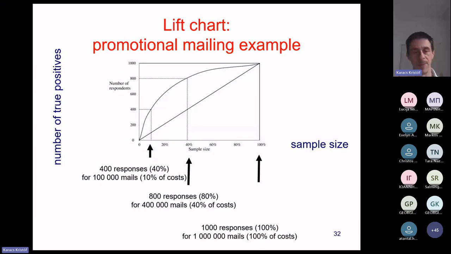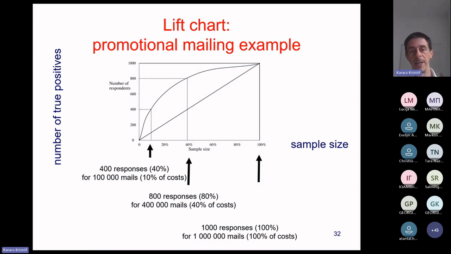this figure explains it through a promotional mailing example where you are looking for getting the opinion of people, and you might be mailing out 1 million mails and only 0.1% of the recipients would give you a response, and therefore you would get 1,000 responses.